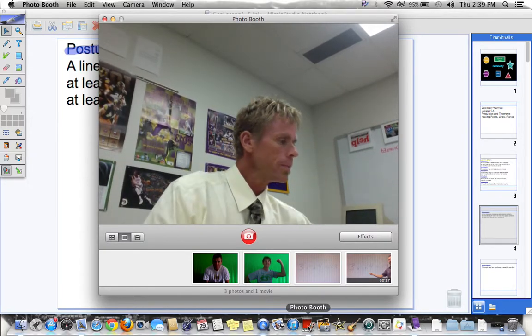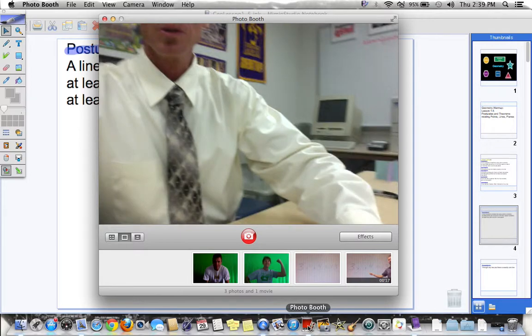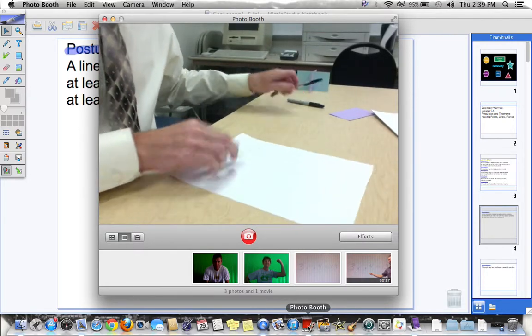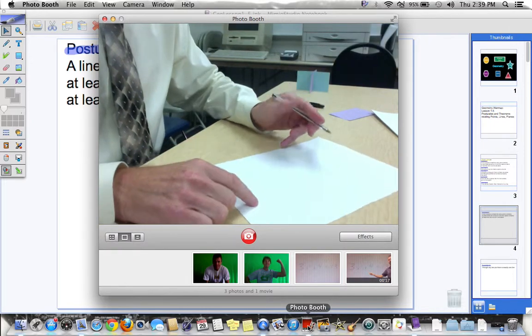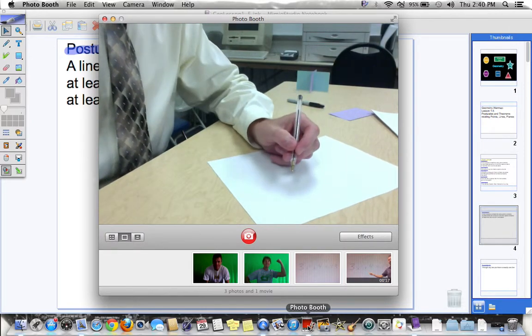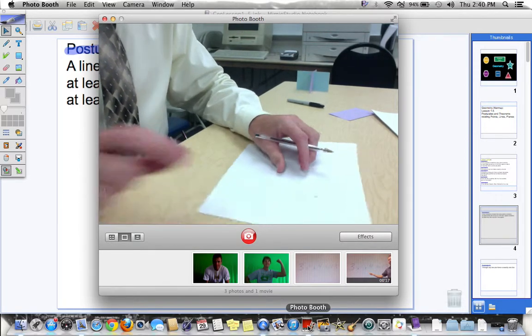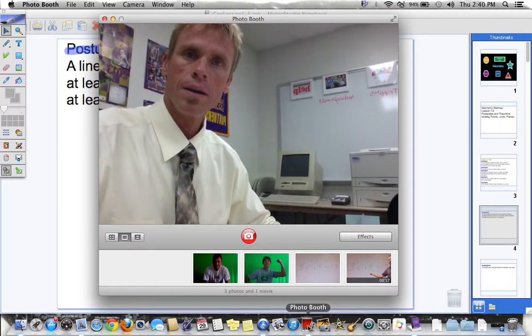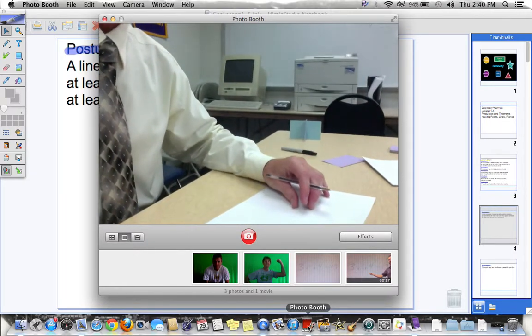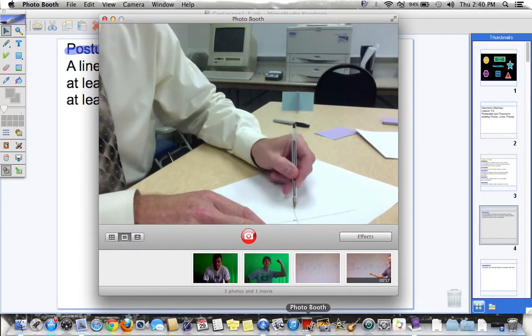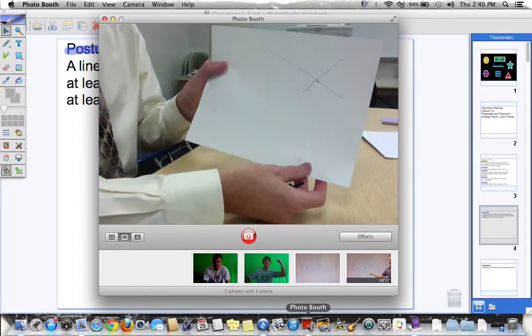Now to show that, it says a line contains at least 2 points. So what I'm going to do is I'm going to show you on a piece of paper, and I'm going to draw a line. So a line contains at least 2 points. So if I have a line, I can't have a line if I don't have more than 1 point, because this line could go, it could go that way, it could go this way. I could have a whole bunch of lines.